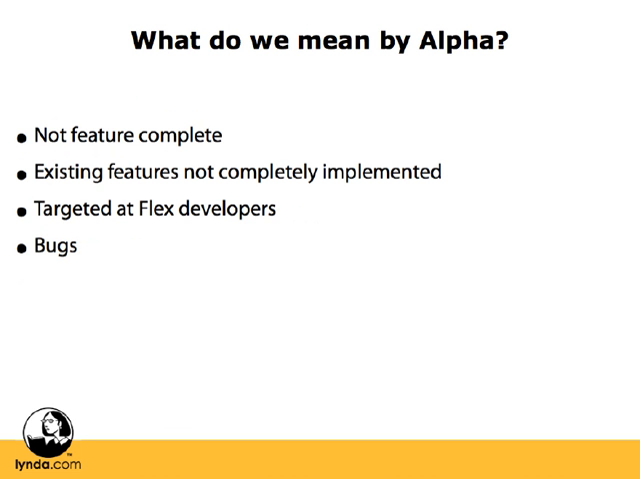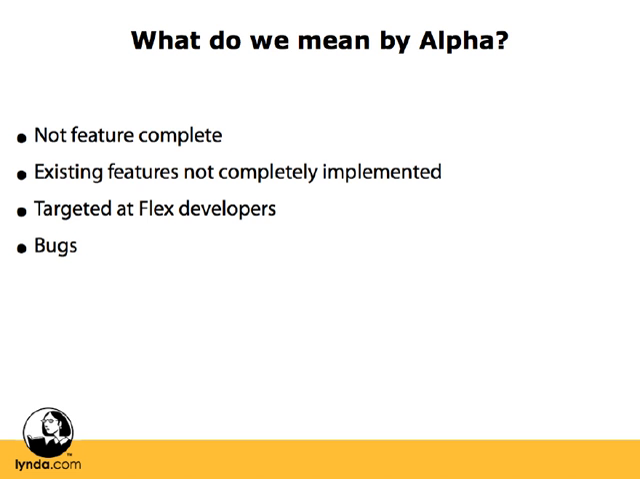What do we mean by alpha? The current release on Labs is an alpha release. It's a pre-release version of Apollo. And what exactly does alpha mean? Well, first, it's not feature complete. All of the features that will be included in Apollo 1.0 have not been implemented yet. These include things such as full HTML support, PDF support, and a number of the other APIs. Second, of the features that are included in the alpha, some of them are not completely implemented. For example, the native windowing API is only partially implemented. It does not have support for multiple types of windows.